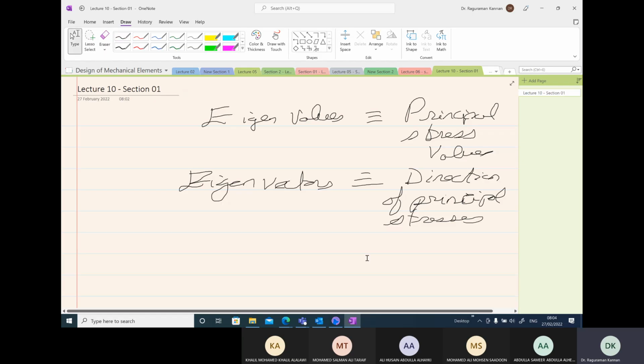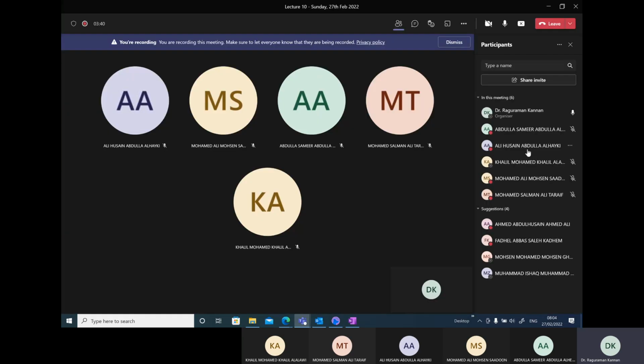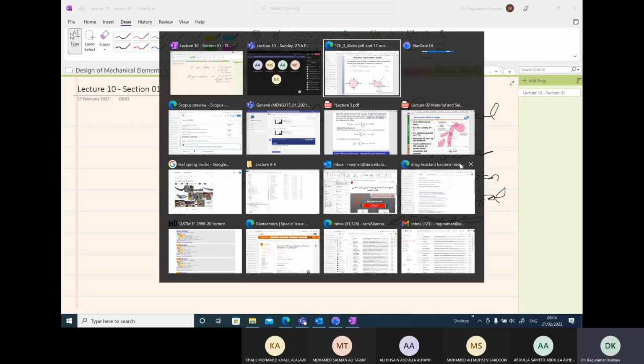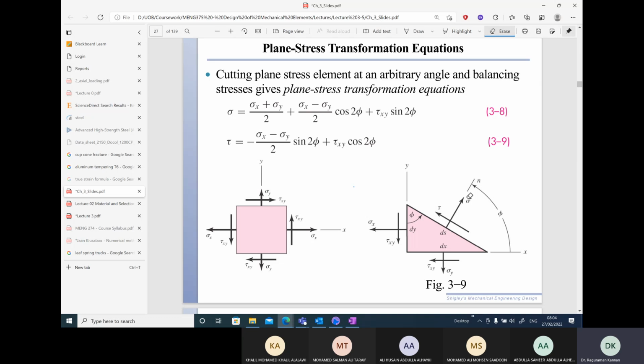Okay, so in 2D we can easily find what are the principal values and principal directions based upon this formula. You might have seen the derivation of this formula back in your second year solid mechanics course. Here we are going to take it for granted.